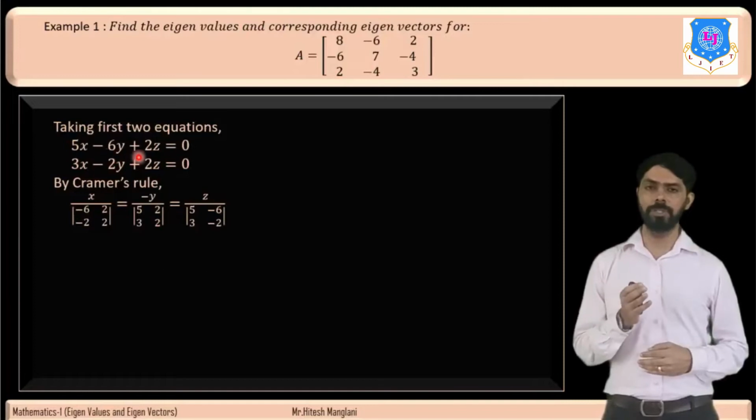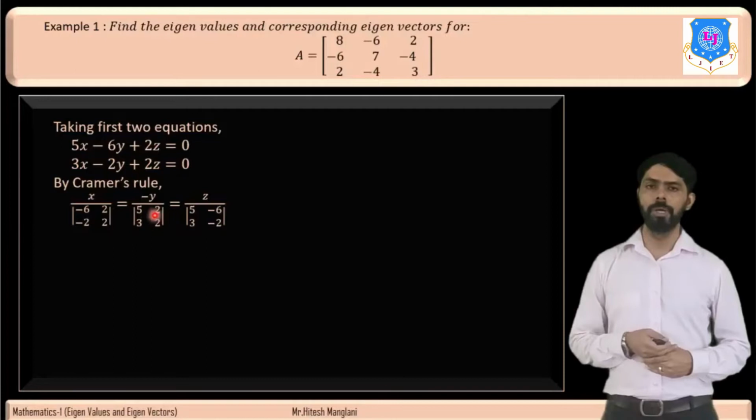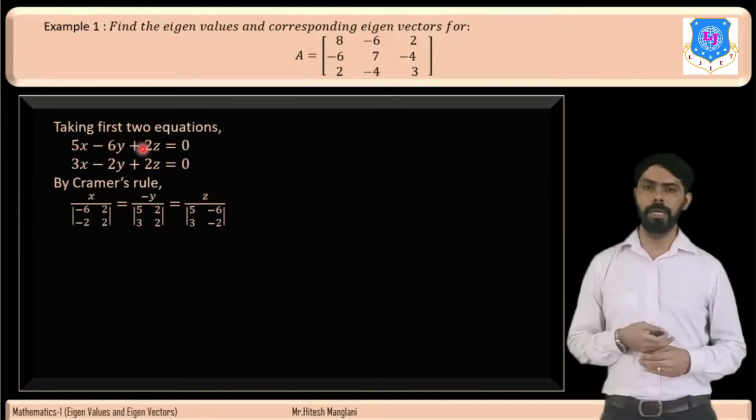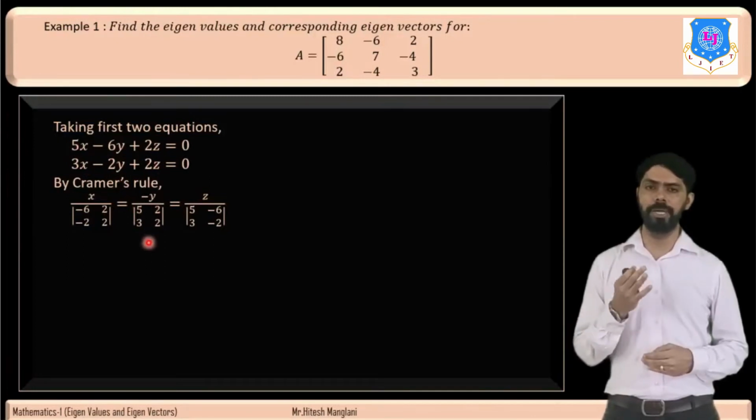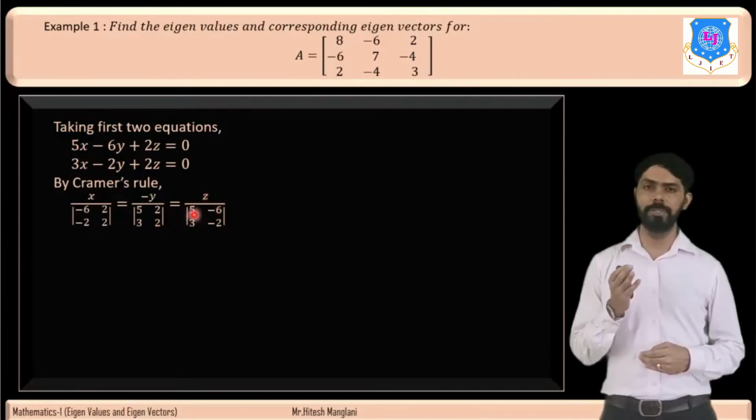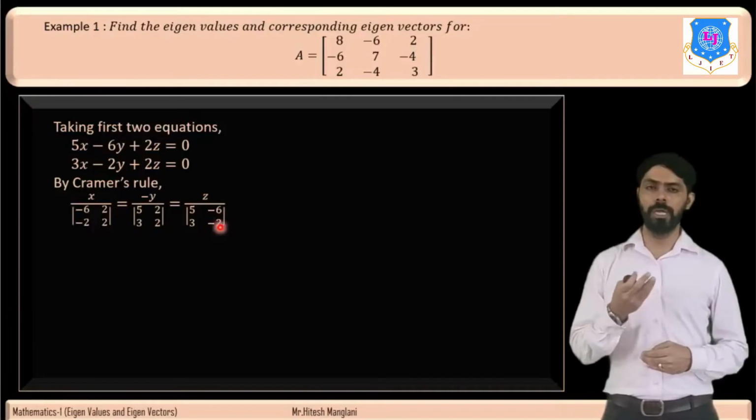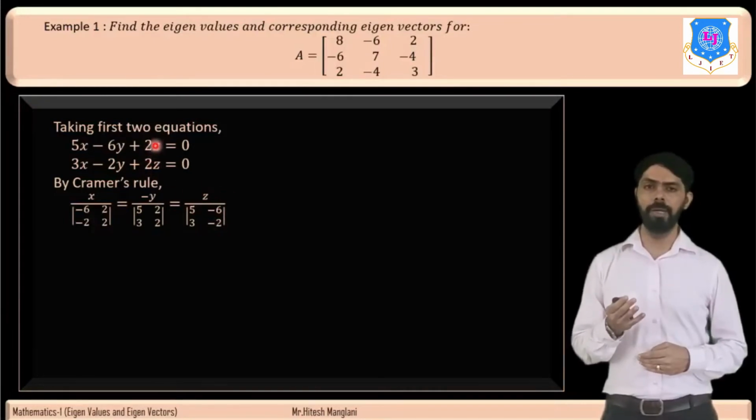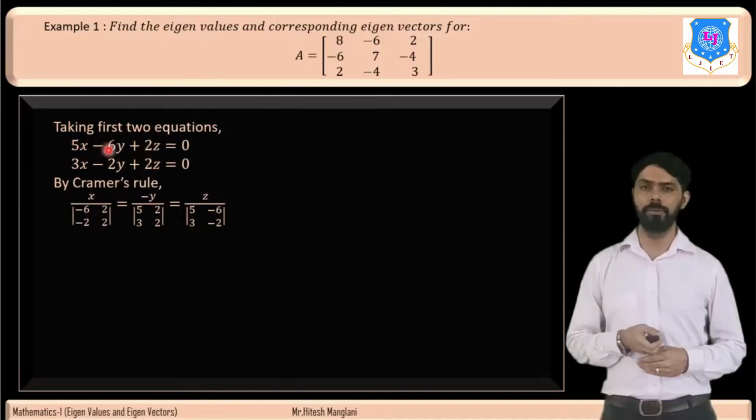That is equal to minus y divided by determinant of 5, 2, 3, 2. Now here if we have to write down for y, then we will hide y and we will write down the coefficients of x and z. And that is equal to z divided by determinant of 5, minus 6, 3, minus 2. So here if we have to write down for z, then we will hide z and we will write down the coefficients of x and y.